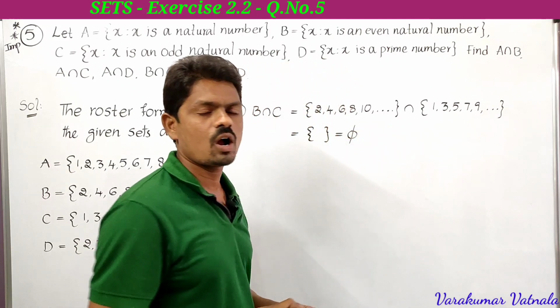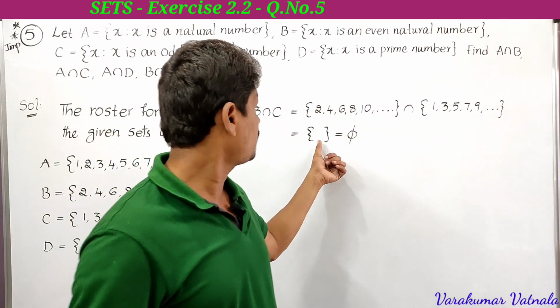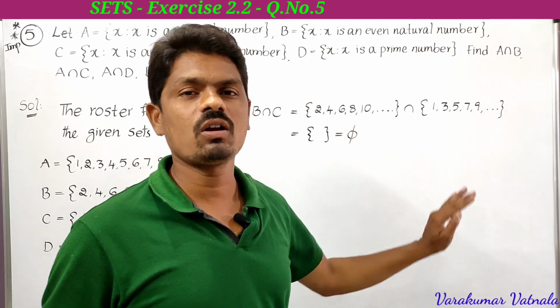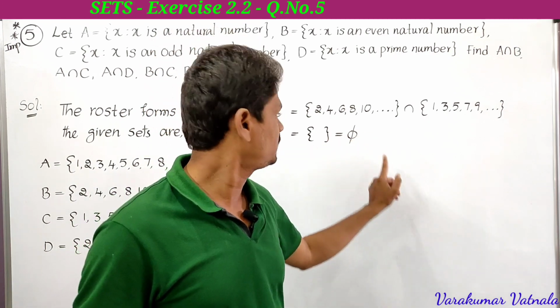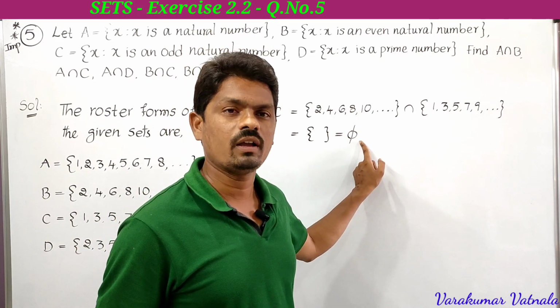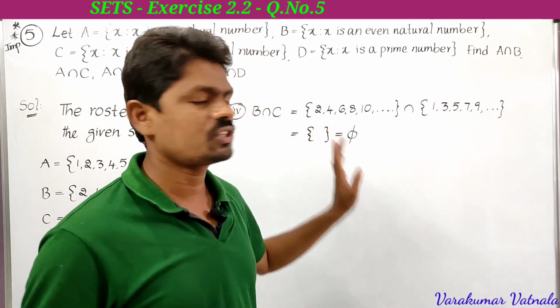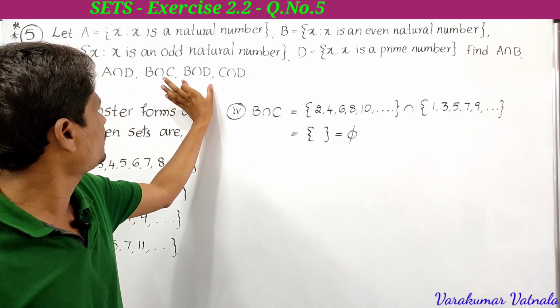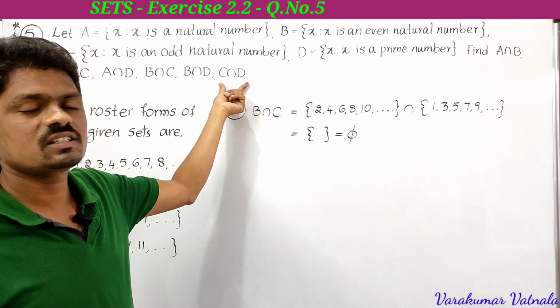If there are no common elements, or if there are no elements in the set, it is known as an empty set or null set or void set. It is denoted by phi. So this is B intersection C. Next we have to find B intersection D and C intersection D also.